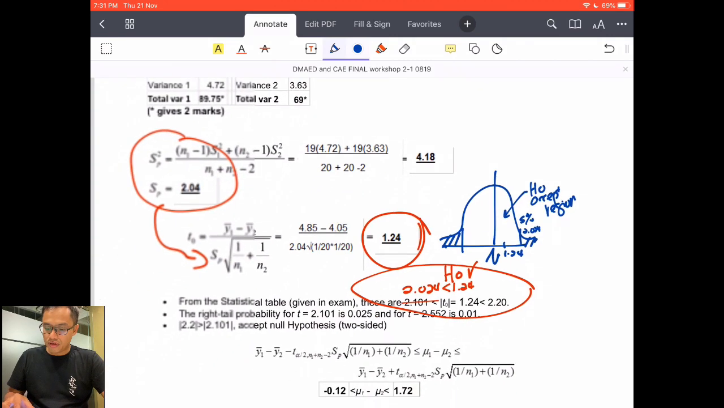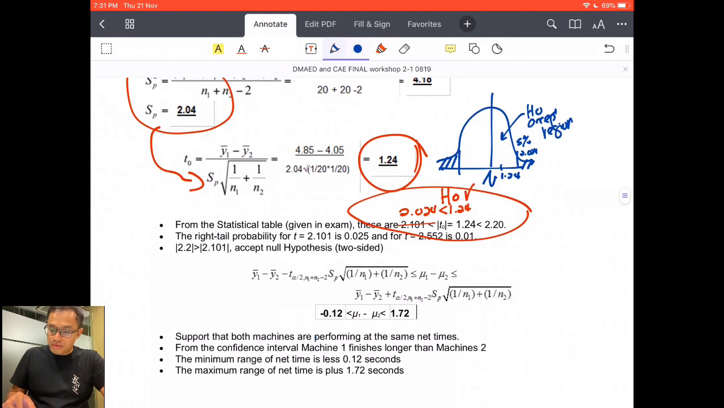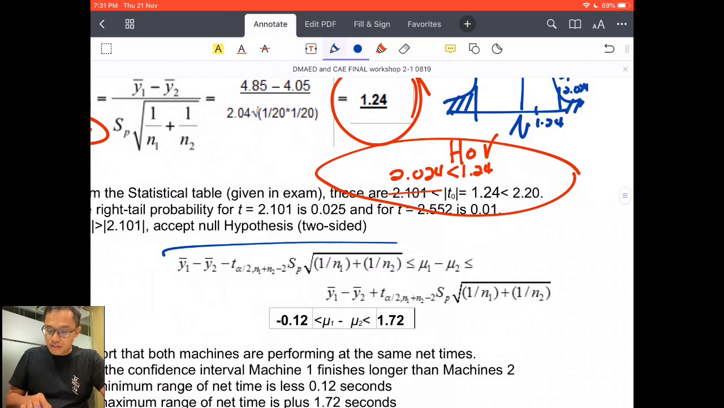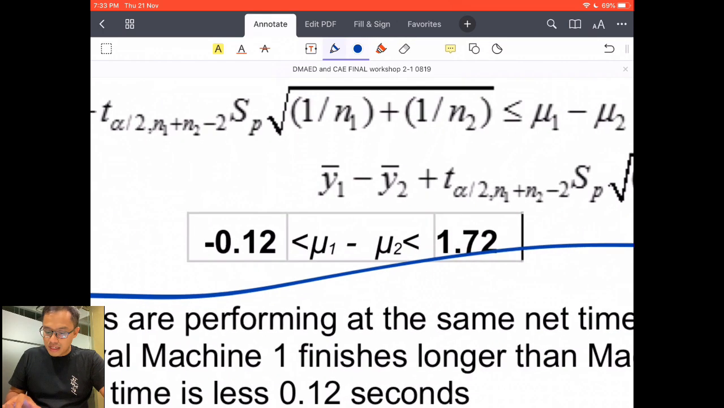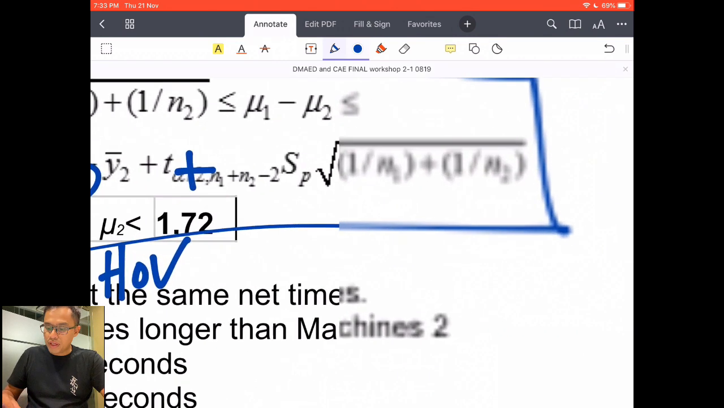Alright, therefore H0 accept. Now, that means both of these two machines are performing similarly, so the claim that says that both machines are performing at the same time is true. Okay, so you should also give the range. So as you can see here, this is the range calculation, and there's a negative number here and a positive number here, and in between the positive and negative number should be 0. Therefore, H0 is accepted.